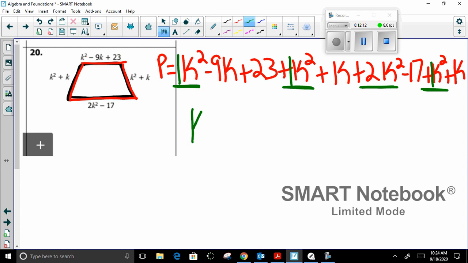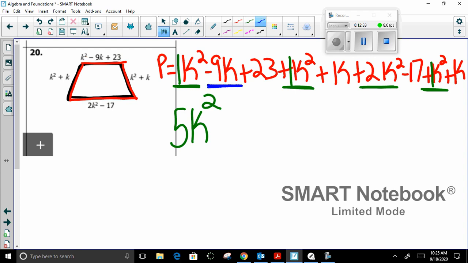So keep your k squared. Do what the numbers in front of all of them tell you. 1 plus 1 is 2. 2 plus 2 is 4. 4 plus 1 is 5k squared.